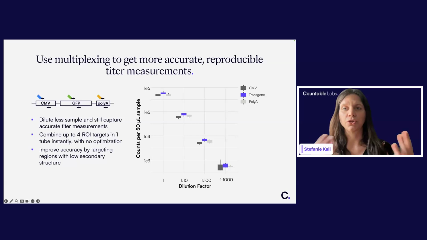So this lets us just dilute less sample. Again, we're still capturing accurate titer measurements. And again, you can do 4 different regions of interest if you want from your vector and put it in one tube, and really no optimization. This took our R&D team a couple days to get.